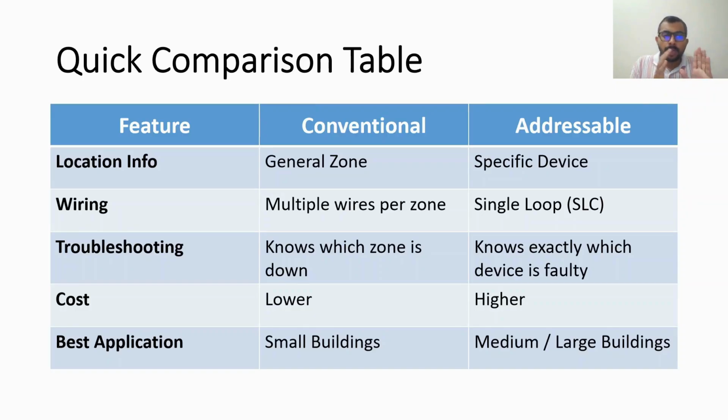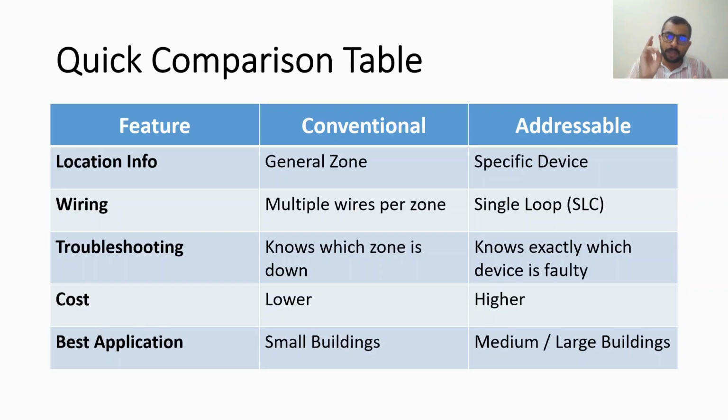When it comes to troubleshooting in the conventional system, you will get to know only which zone is down. It will not tell you which device. In order to know which device is down, you have to physically go to the location and search each and every device connected in that particular zone. But with the addressable system, you will get to know exactly which device is faulty.